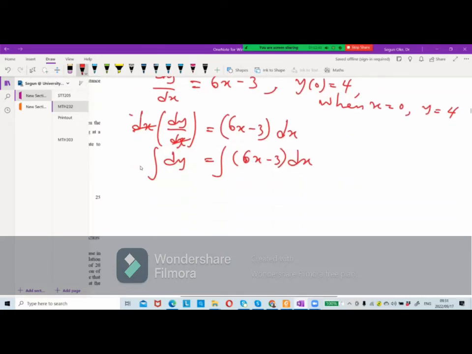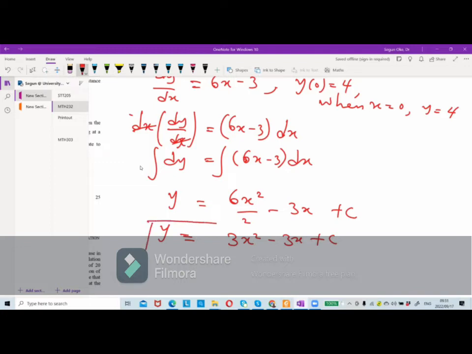When you integrate, what do you have? You have y equals 6x squared over 2 minus 3x, everything plus c. So at the end of the day, your y is equal to 3x squared minus 3x plus c. This is your general solution.